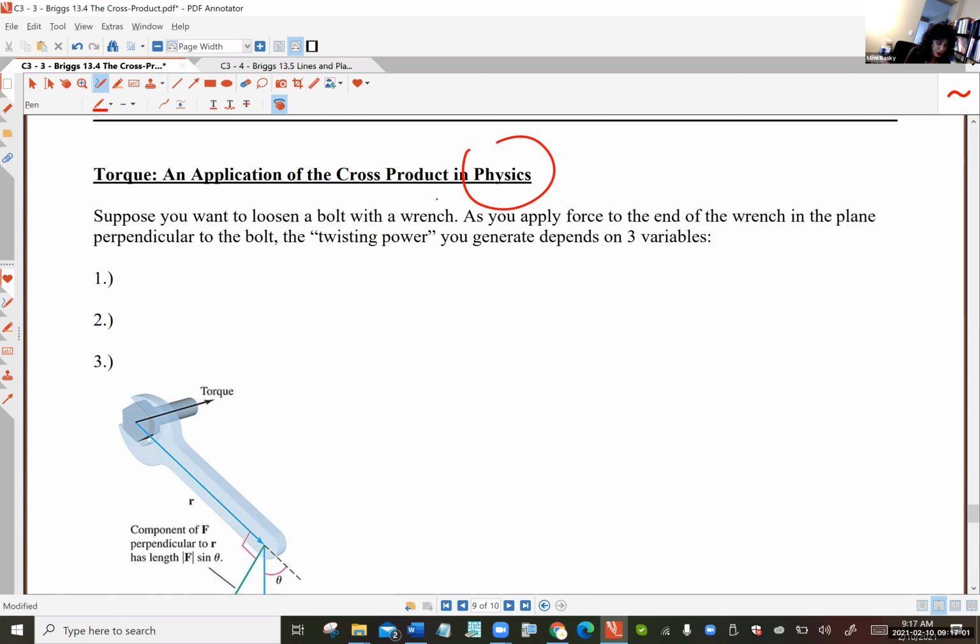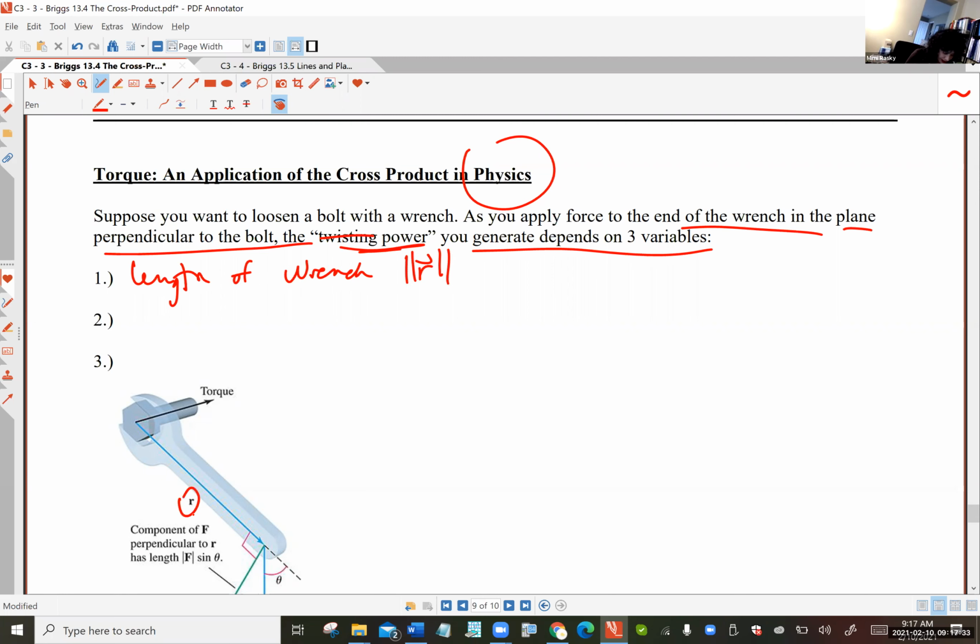Okay, so suppose you want to loosen a bolt with a wrench. Okay, that's common. You don't need to be a physicist to do that. You could just be in your garage. As you apply the force to the end of the wrench in a plane, remember that's 2D, that's perpendicular to the bolt, the twisting power, that's the twisting force, if you will, you generate depends on three things. It depends on the length of your wrench. And the bigger your length, the more power you got. So that's going to be the magnitude of R in my picture. R is the vector. That's the wrench vector right there.